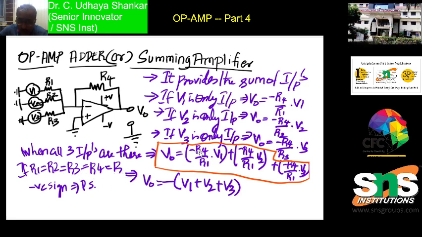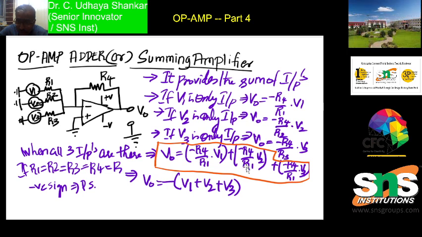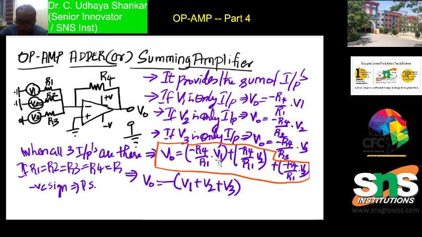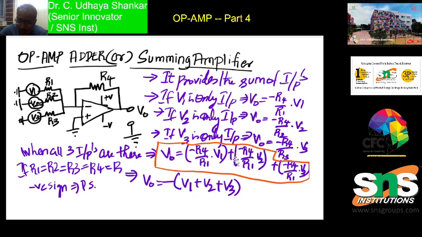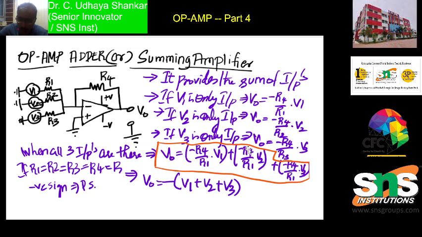resistances are equal, even if R4 equals R1, then what is going to happen is that R4 by R1 will be equal to 1. Here also R4 by R1 will be equal to 1. Here also R4 by R1 will be equal to 1. So the output voltage will be equal to minus of the summation of V1 plus V2 plus V3. Is it okay? So you will have only V1, V2, V3: V1 multiplied by 1, V2 multiplied by 1 and V3 multiplied by 1, because R4 by R1 is equal to 1 as both resistances are of equal values. So here you can see that the output voltage will be equal to minus of V1 plus V2 plus V3.